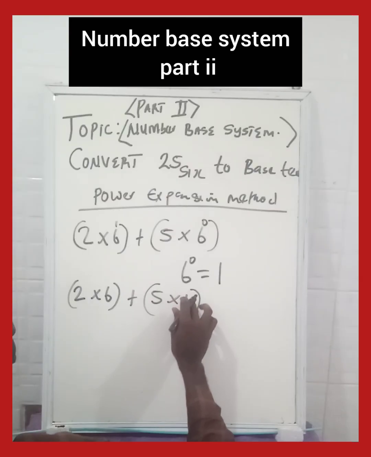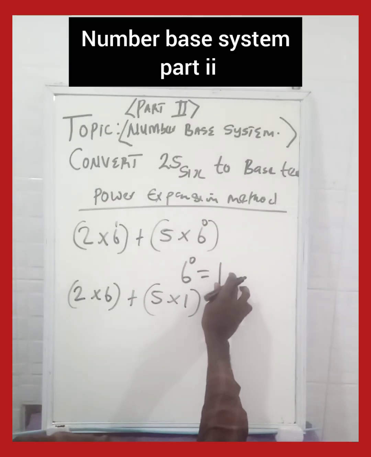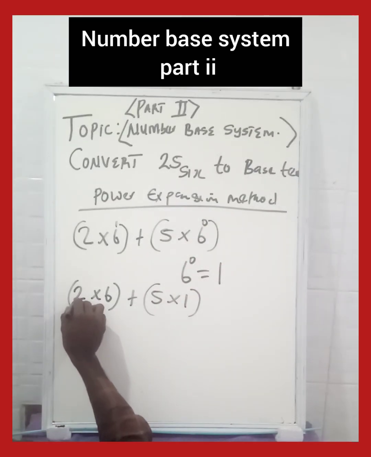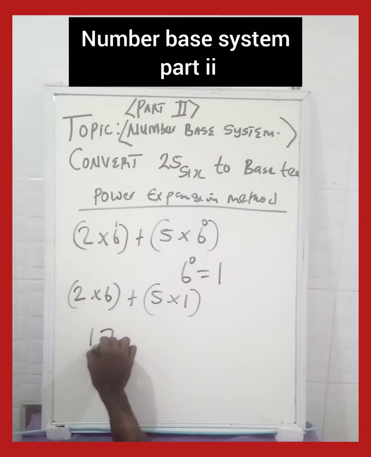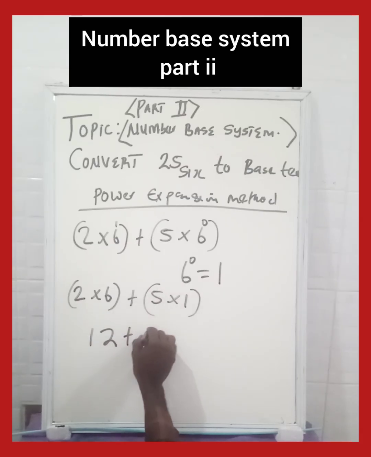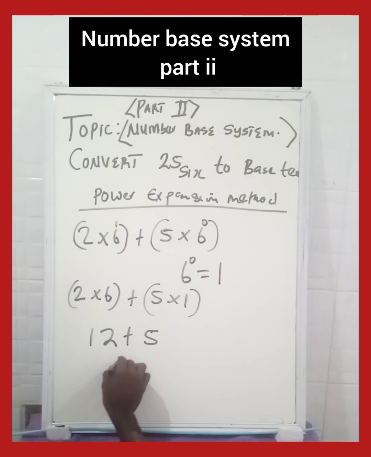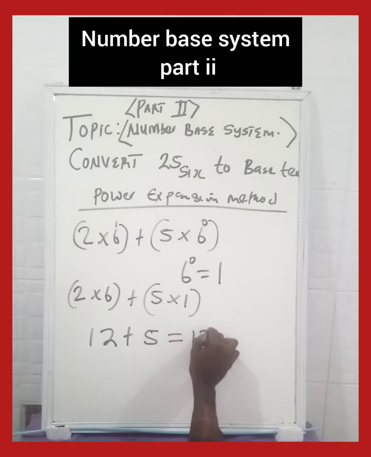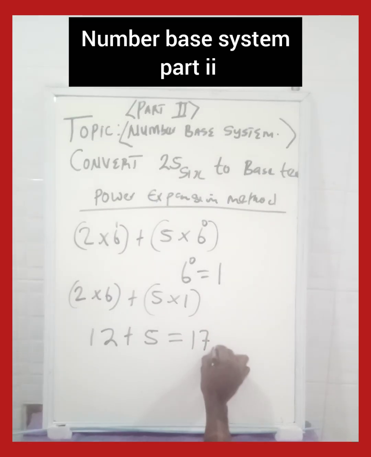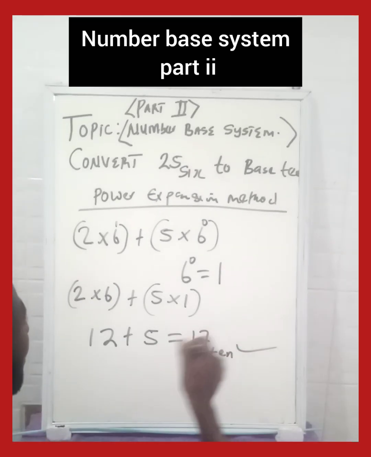And how do we get this one? 6 raised to power 0 is 1, the law of indices. Here we have 2 times 6 will give us 12, and 5 times 1 will give us 5. When we add everything, we have 17 in base 10, and this is our answer. Thank you.